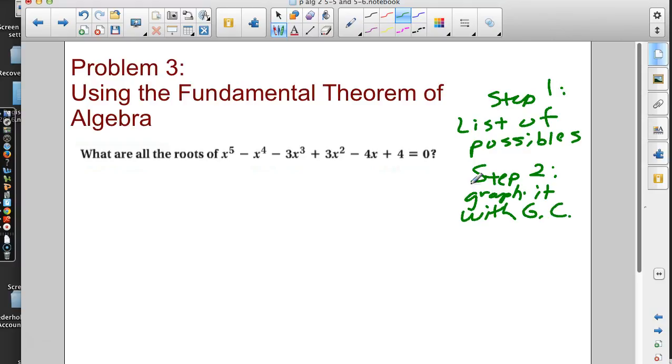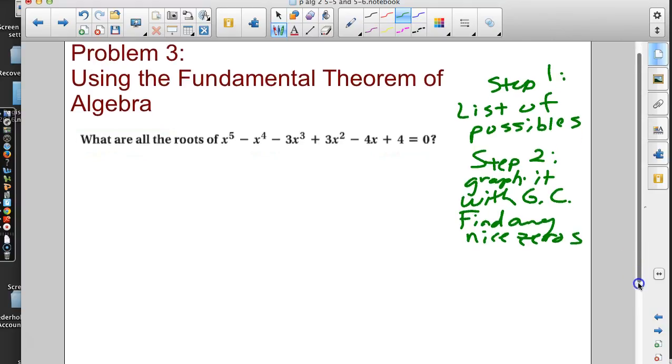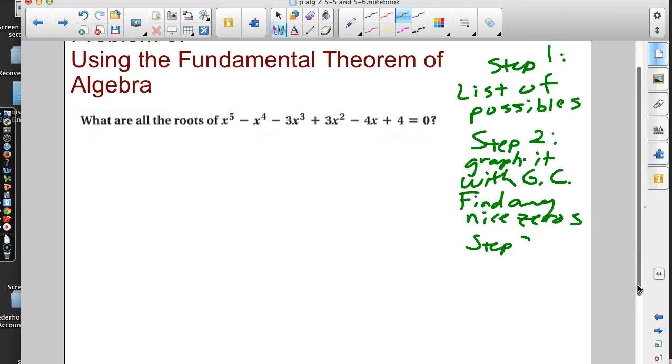And I'm just going to use GC for graphing calculator. Graph it with your GC. Find any nice ones. Any nice zeros. So we look at the table and we see 2, 0, 5, 0, 6, 0. Take them. I mean, that's what the graphing calculator is for. Grab them when you can see them. But because we do make mistakes punching things into the graphing calculator, step 3 is going to be verify synthetically.